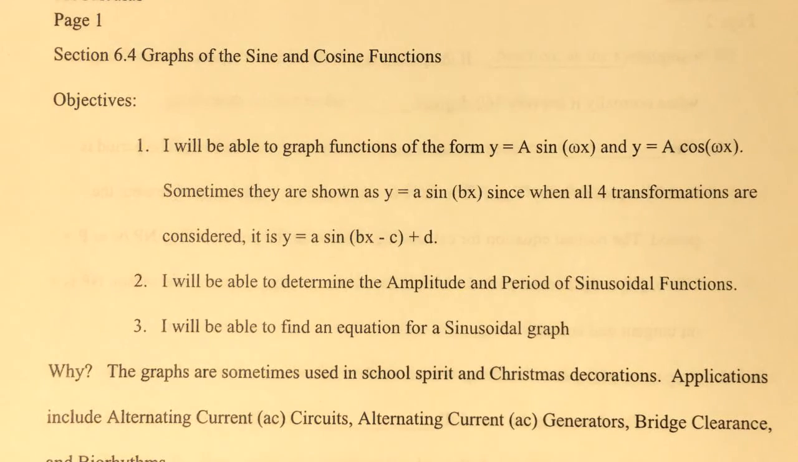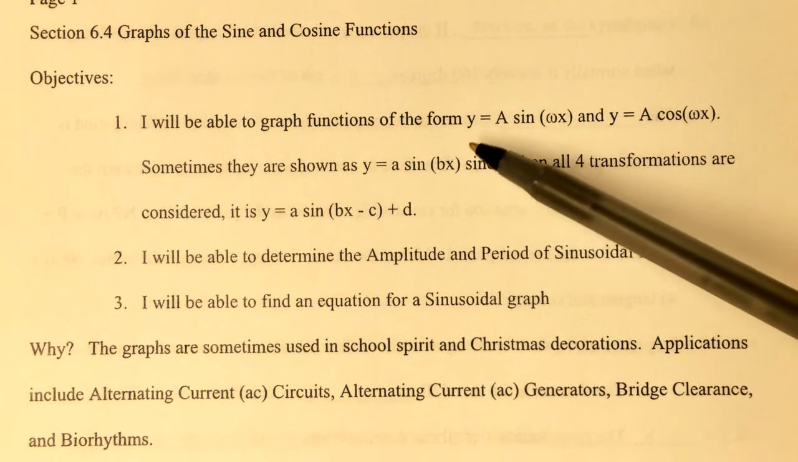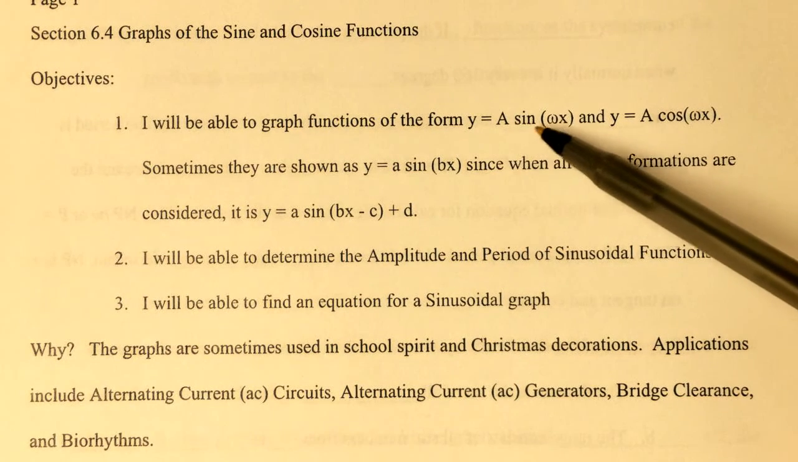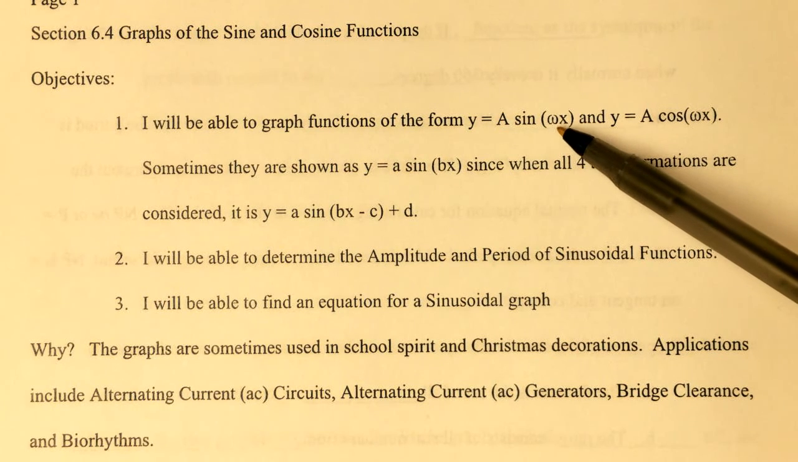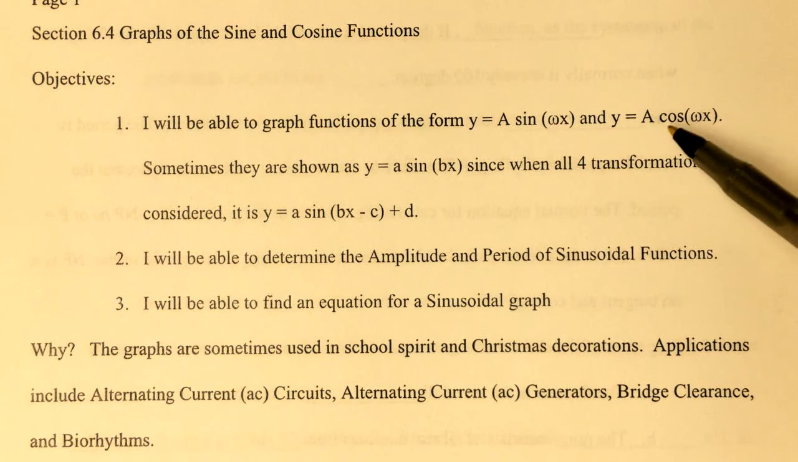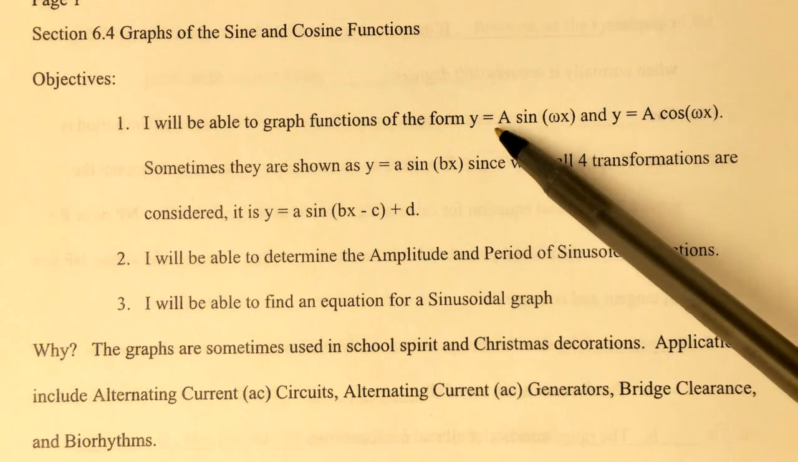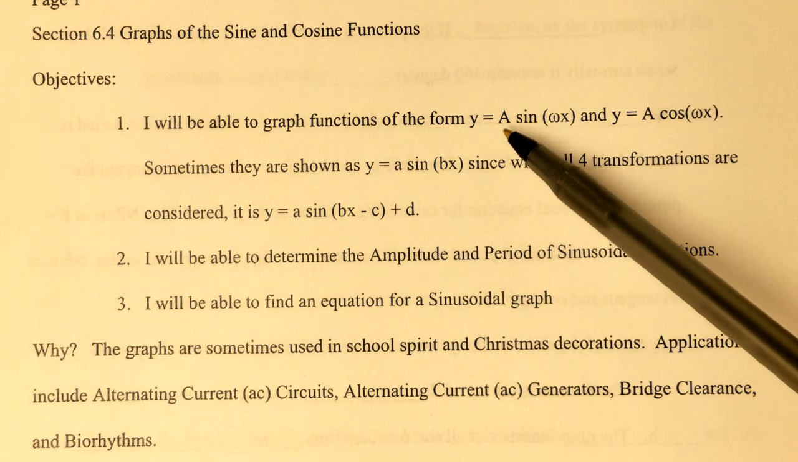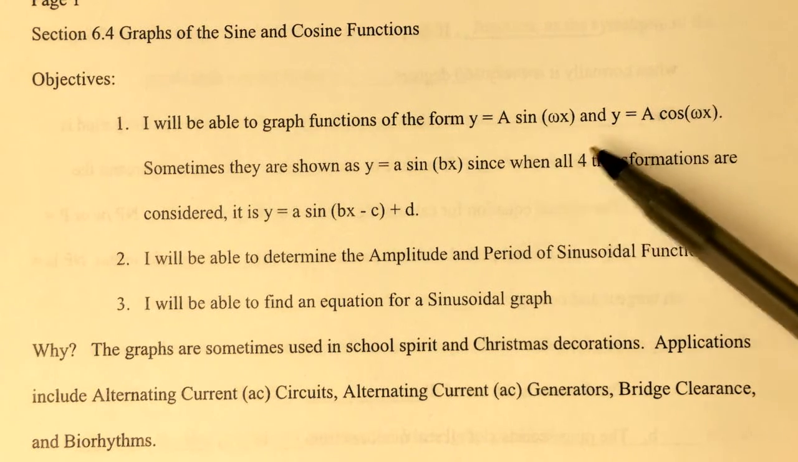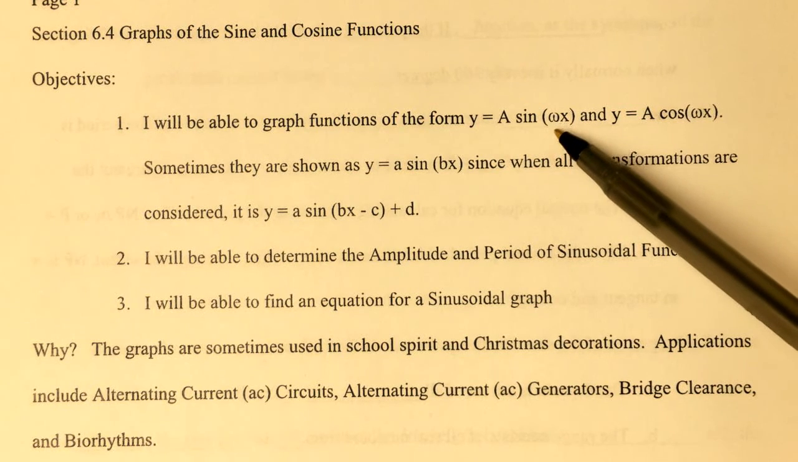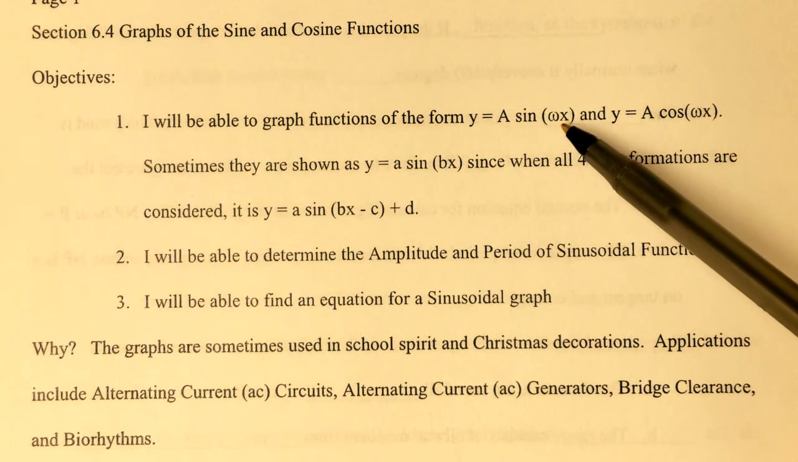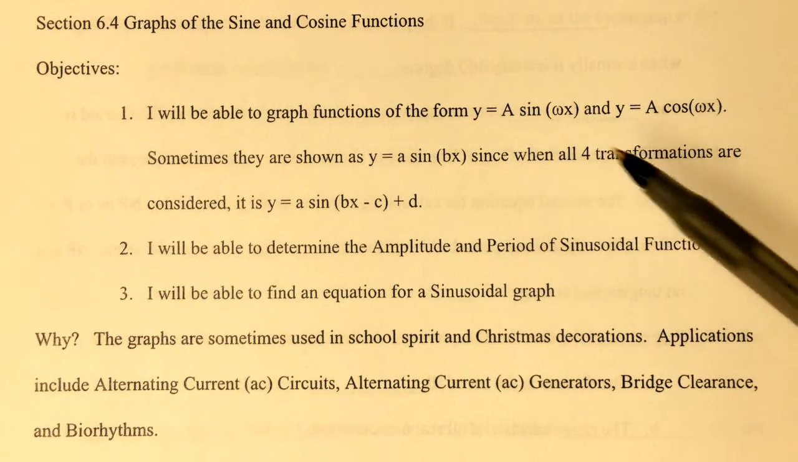Okay, so now let's go to the notes. Your objective is to be able to graph functions of the form a sine wx, and that w is really omega, and then a cosine wx. So in other words, we're going to have a number in front of sine that's not just the default, that's 1. And we're going to have a number in front of x, which is not just the default, which is 1. So that's how you can think about it.